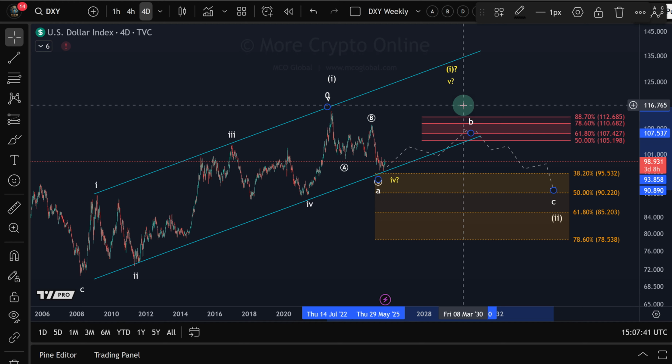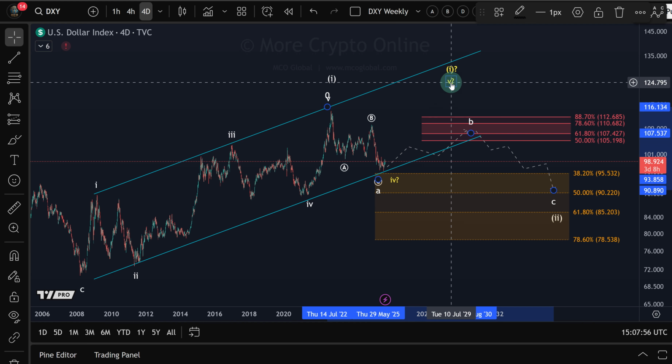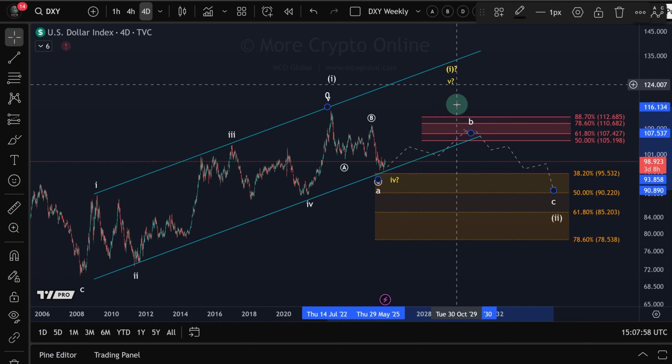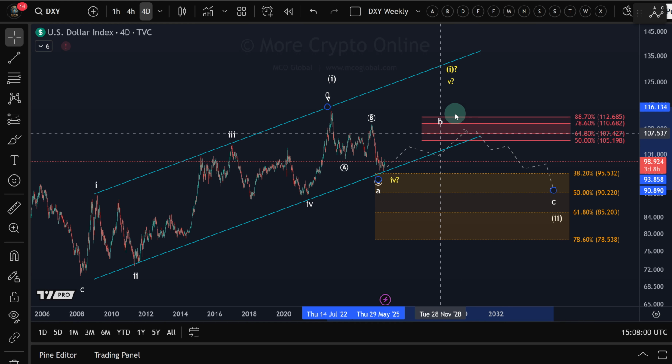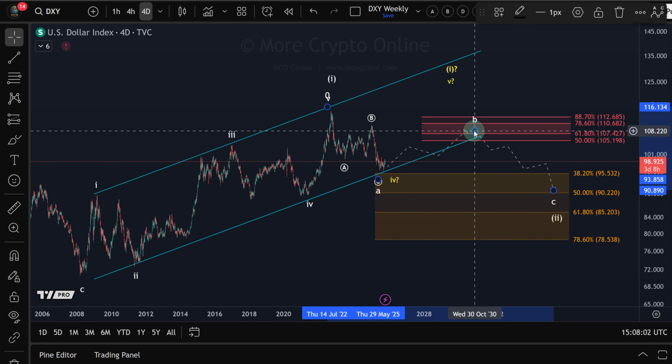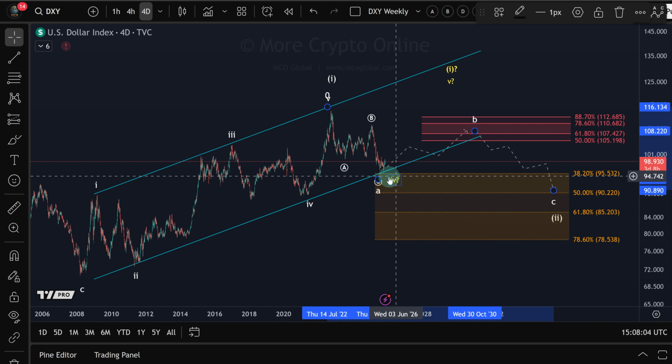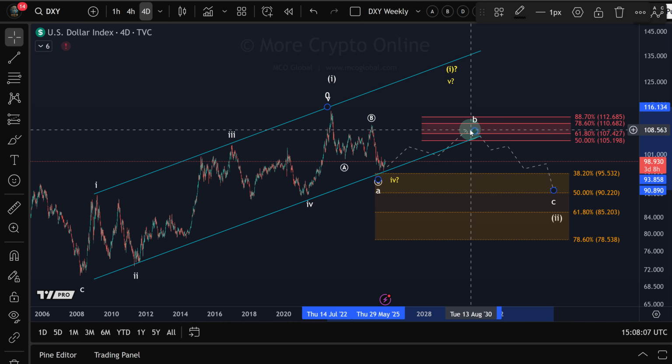If it's the yellow count, it should be an ABC structure, right? The difficult situation is that it's hard to distinguish between yellow and white because, as I said, in the yellow count it might be an ABC structure based on this as a diagonal. In the white count, it might be a B wave. B waves can even overshoot, so it will be difficult to tell the difference. But even in this B wave, we should see higher prices.